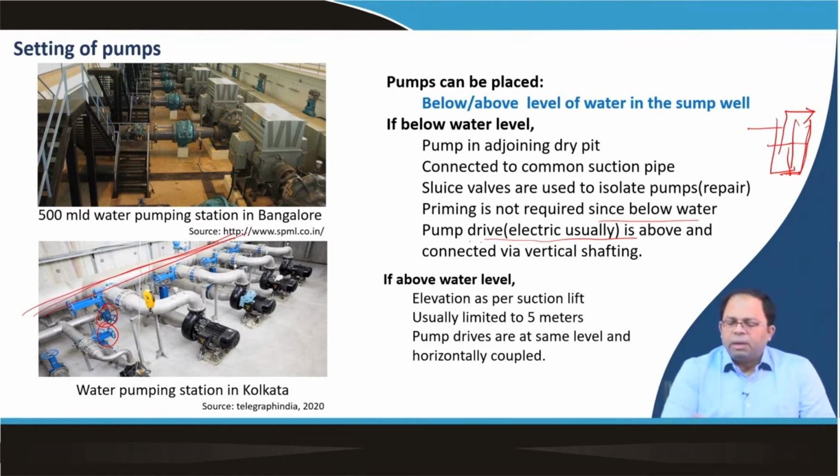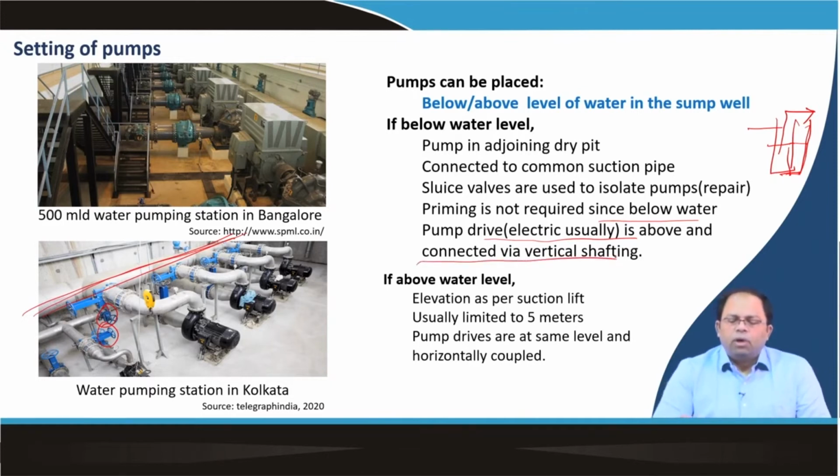So the pump drive could be at a little bit higher level, and as you can understand, the drive is the motor. To rotate the moving mechanism inside the pump, there has to be a shaft connecting it. Either the shaft could be horizontal if it is at the same level, or it could be a vertical shaft connecting this particular drive with the pump. So it could be connected via vertical shafting as well.